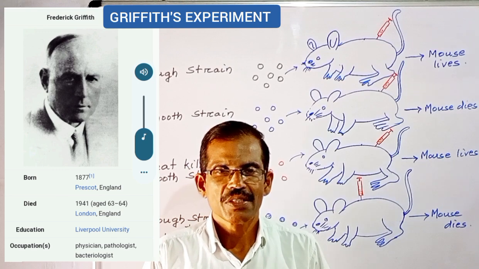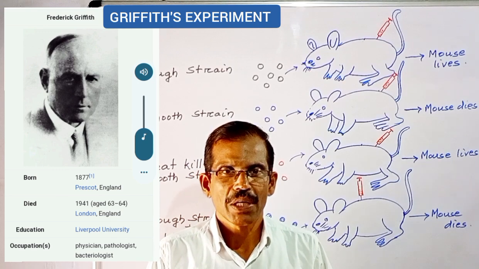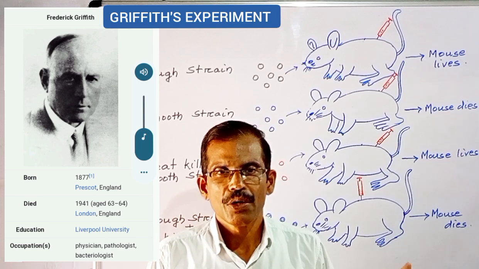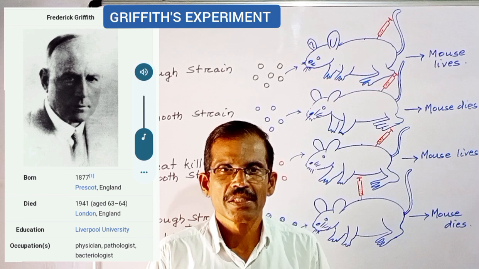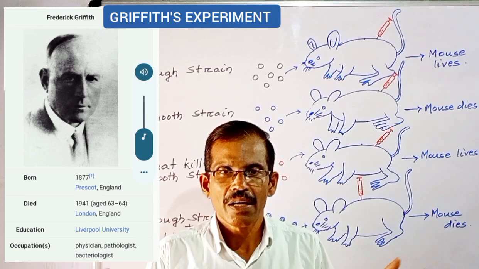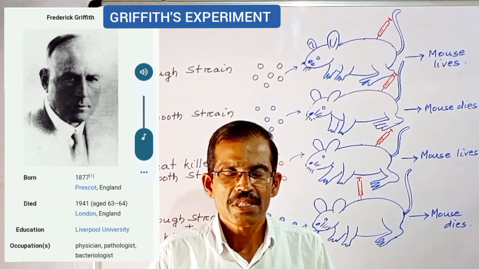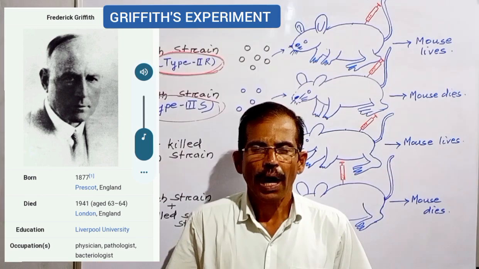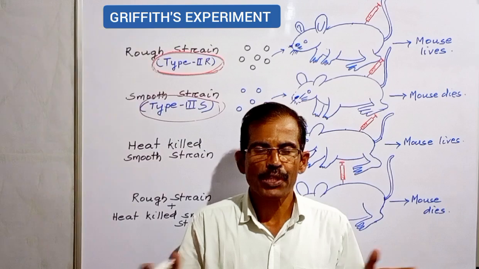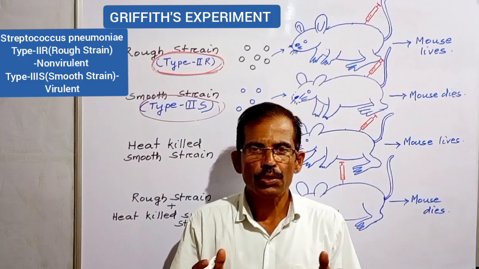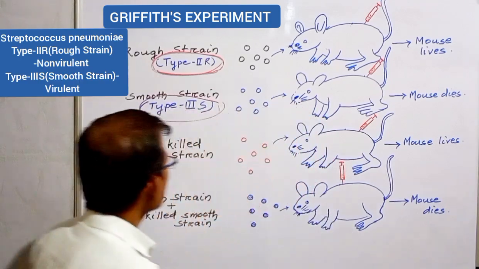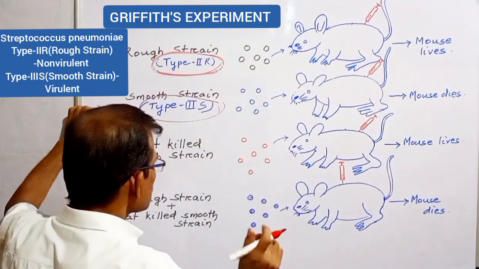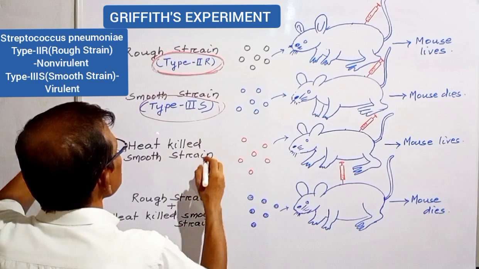Streptococcus pneumoniae is a lancet-shaped gram-positive bacteria. It is the main cause of community-acquired pneumonia and meningitis in children and elderly, and that of sepsis in individuals infected with HIV. Out of the two different strains of Streptococcus pneumoniae used by Griffith, one strain was a type 2R bacteria and the other strain was a type 3S.